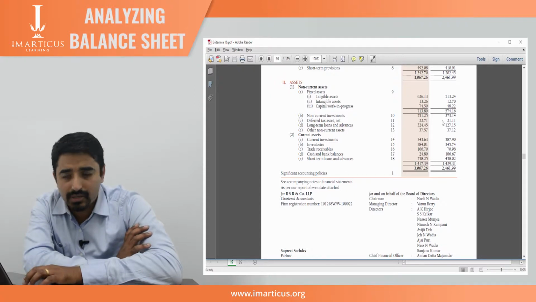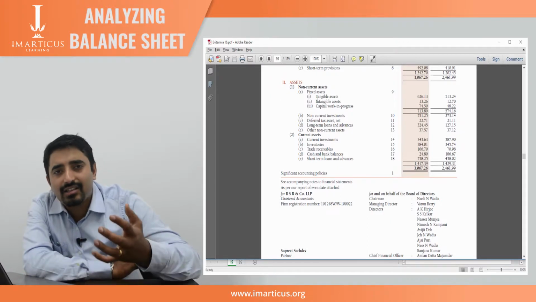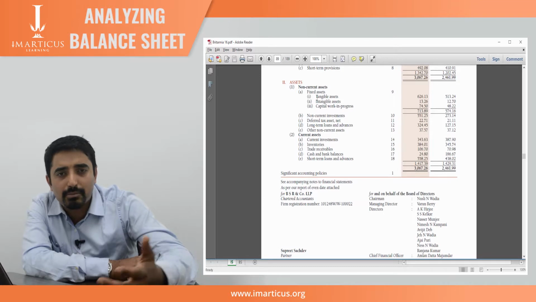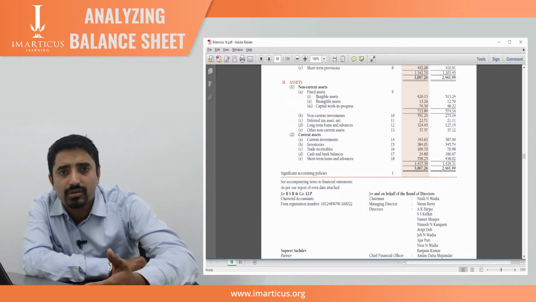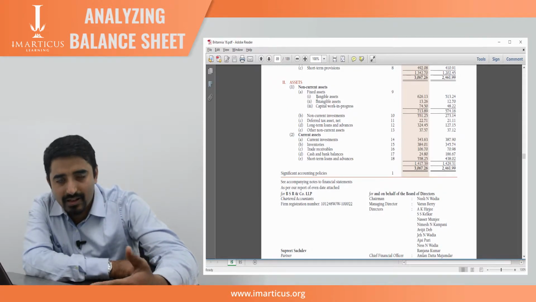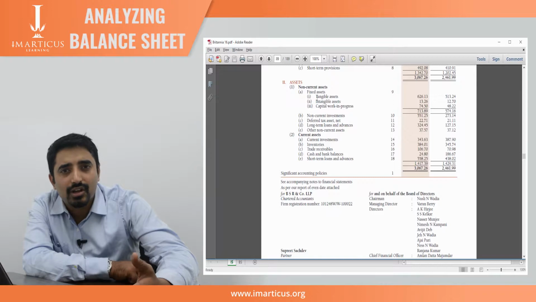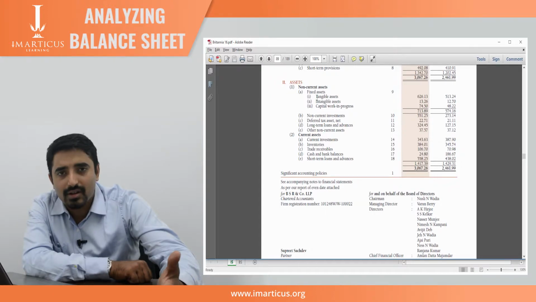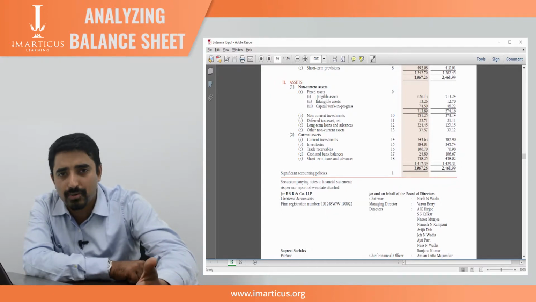Now what do you mean by this? Tangible assets means everything that you can touch: land, property, machines, TVs, ACs, furniture, fixtures, computers. All these things form your tangible assets. What do you mean by intangible assets? Your goodwill, patents, copyrights, trademarks, software, all these form your intangible assets.